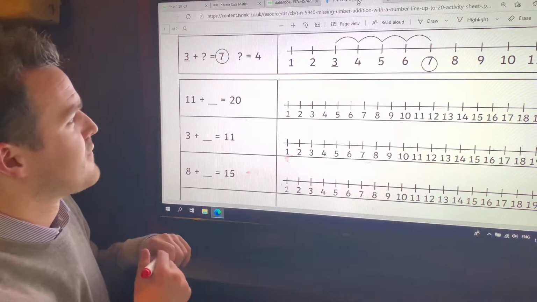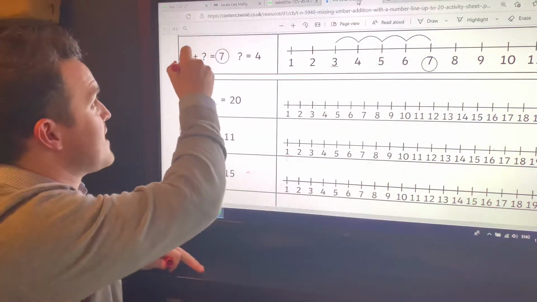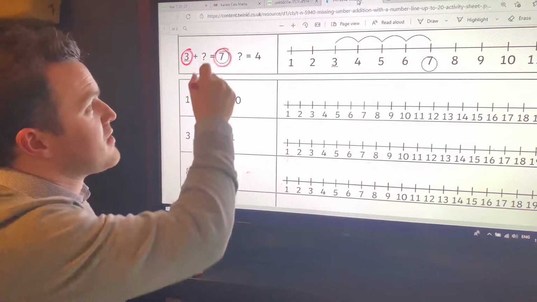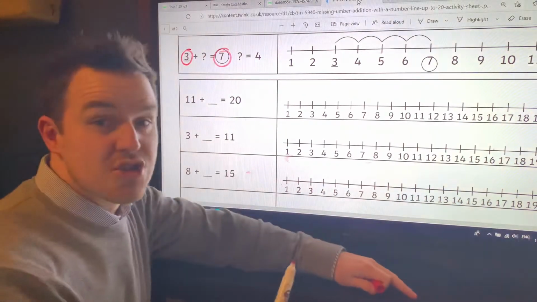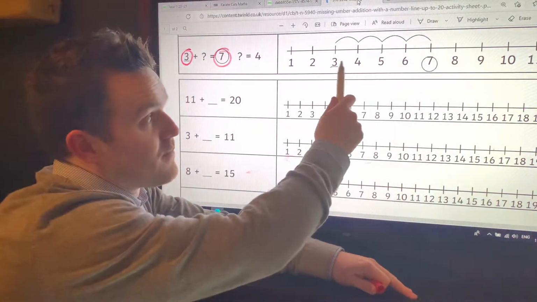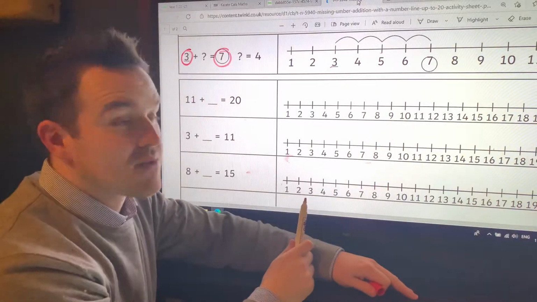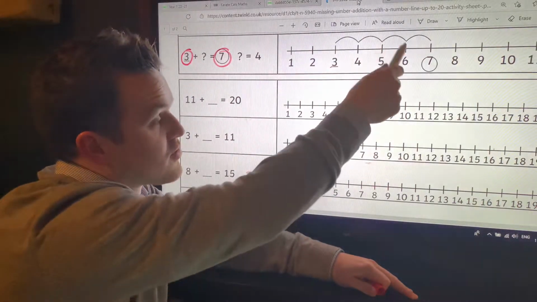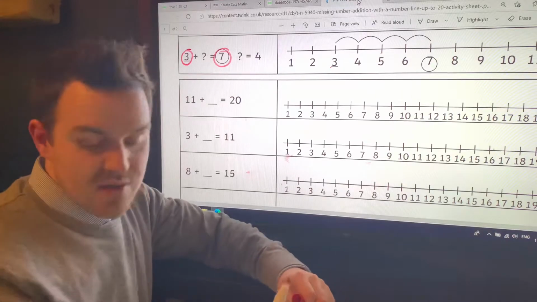So I have, well, this first one, they have 3 and they want to get to 7 and they want to see how many more. So they've used the number line to do jumps. They've gone from 3 up to 7 and seen how many jumps it took them. So it took them 1, 2, 3, 4. 3 plus 4 equals 7.